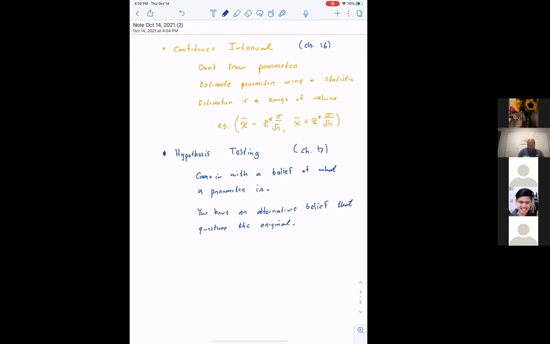In other words, if I buy a 2-liter bottle of Coke and I pour it all out and I see that it's actually 1.93 liters, I might say, wait a second, I think Coke is not giving us what we're paying for. I think really that it's less than 2 liters. So you have the underlying belief that it's 2 liters, and then you say, no, I believe it might be something different. The original one is called the null hypothesis, and the new one is called the alternative hypothesis.